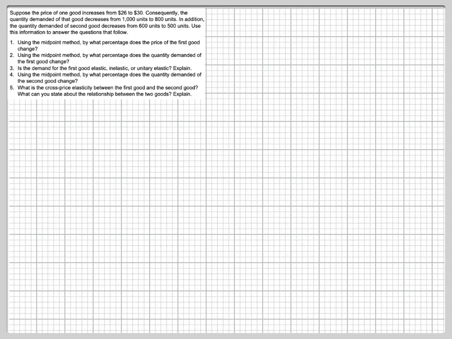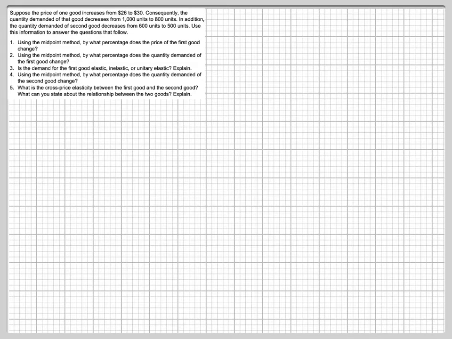So to show you a little bit more how to compute elasticities, I want to do an example. And this is the question we're going to do. Suppose the price of one good increases from $26 to $30, and consequently the quantity demanded of that good decreases from 1,000 units to 800 units. In addition, the quantity demanded of a second good decreases from 600 to 500 units. Use this information to answer the following. So, using the midpoint method, by what percentage does the price of the first good change?